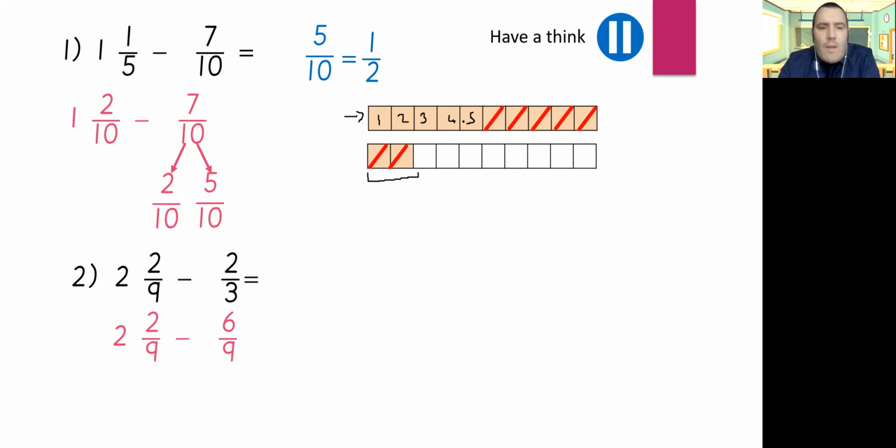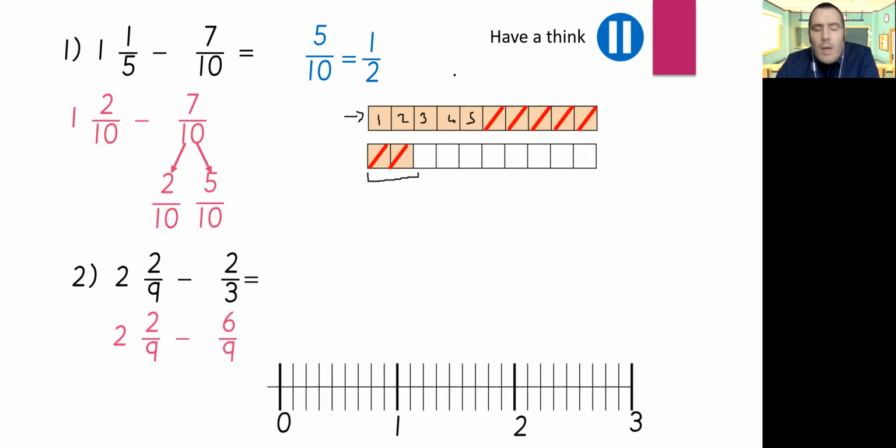Question 2. Again, making sure the denominators are the same. So 2 and 2/9, take away 6/9. So I've multiplied 2/3 by 3 to get my denominators to be the same. This time we're going to work it through using a number line. So 2 and 2/9 will go here.